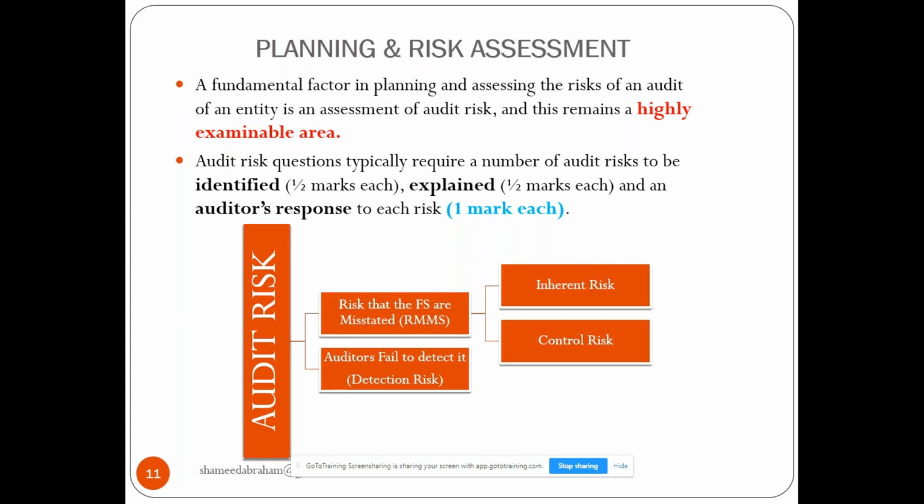So you ought to know, what is audit risk. It is basically the risk that the auditors issue the wrong opinion on the financial statements. And that is a combination of two factors. It is the fact that the financial statements could contain errors and that the auditors fail to detect it. What could create errors in the financial statements? Inherent risk factors and control risk factors.